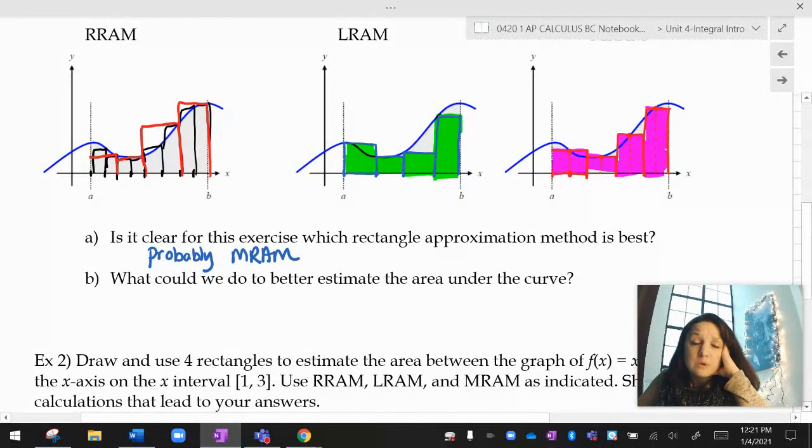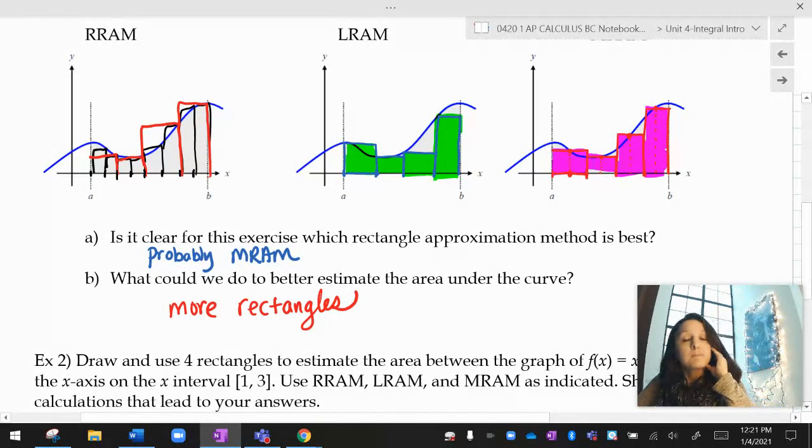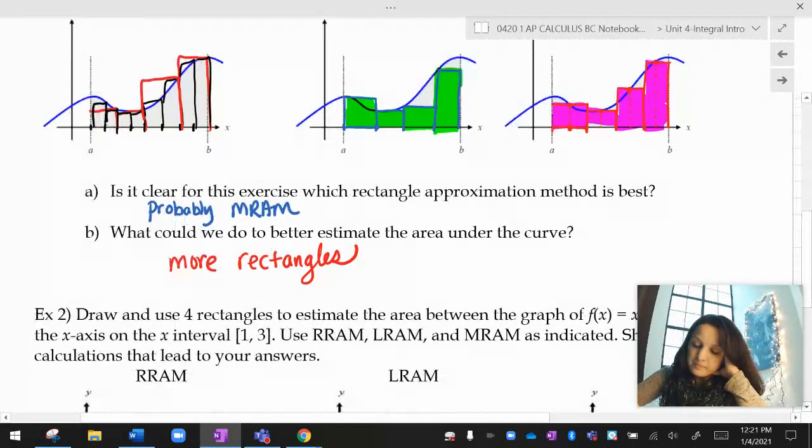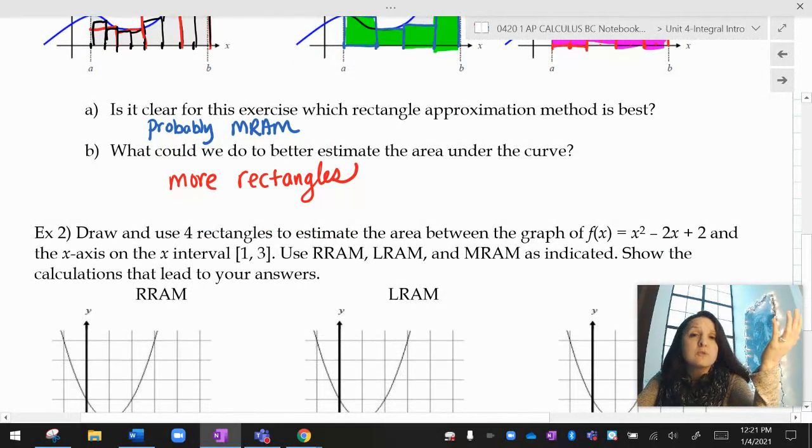Yeah, we stay closer to the curve. Now, what did I do? Instead of using 4 rectangles, I used 8. This is definitely a lot better if we use more rectangles. Okay, cool. Now, you're going to use however many rectangles I tell you, but you should know that the more rectangles you use, the better.